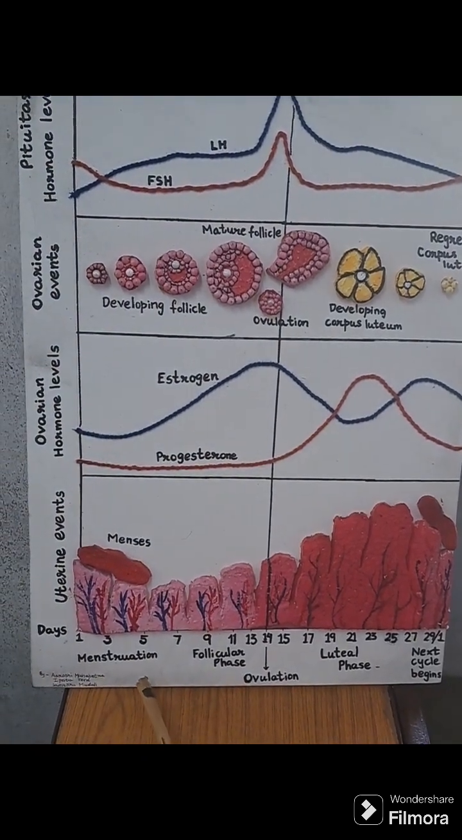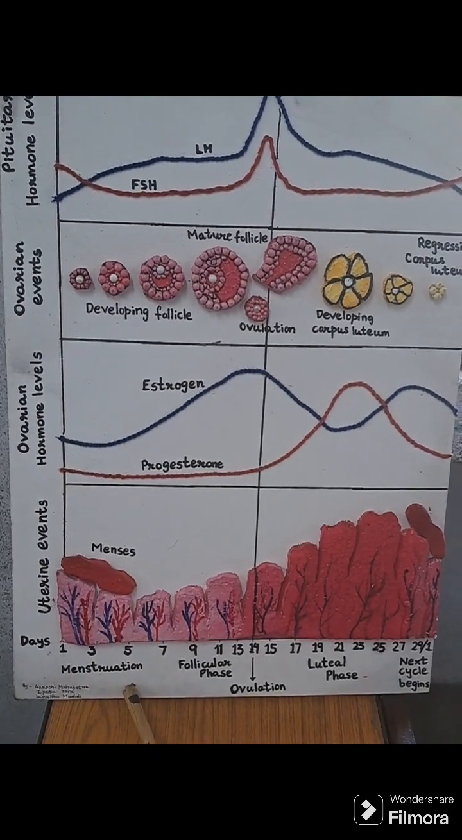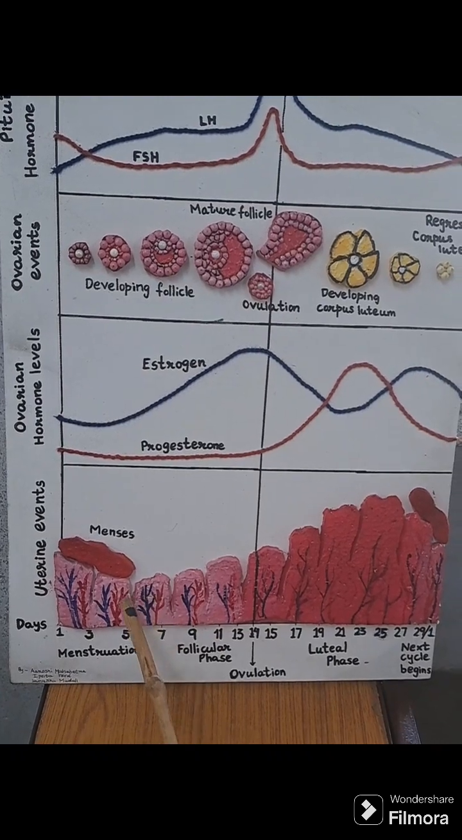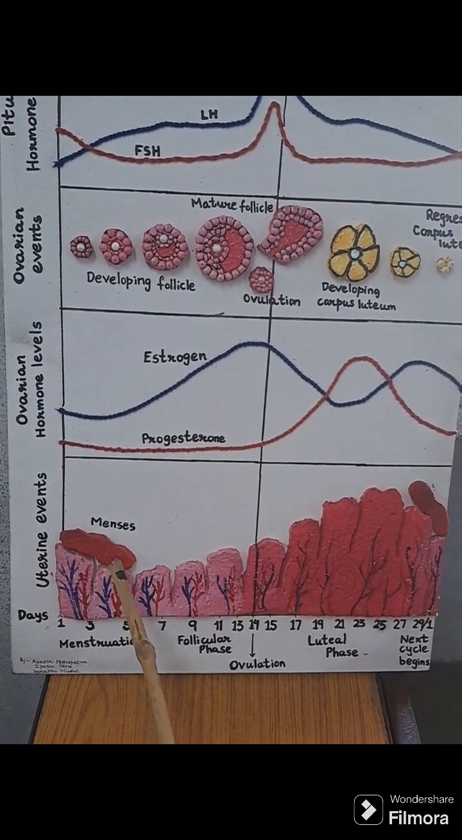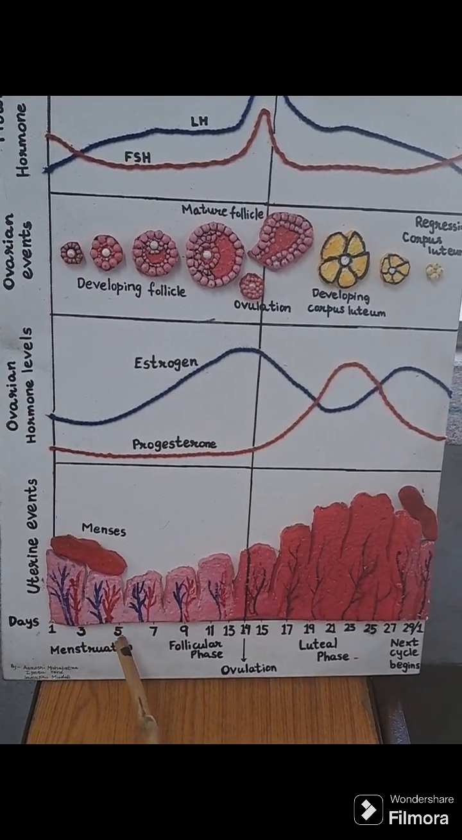Now first you come to this menstruation. In this menstruation, endometrium, you see this is endometrium. This endometrium ruptures and blood and mucus comes through the vagina, and it lasts for 3 to 5 days.